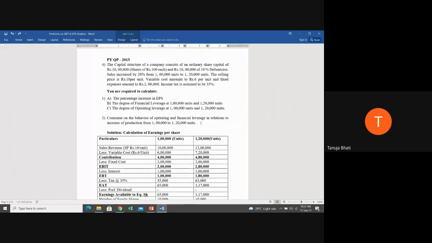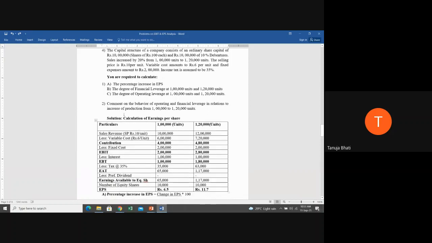So we know that when we solve leverages, we have to start with sales less variable cost, we get contribution, less fixed cost, we get EBIT. So we have to start with sales. Here what they are telling is you have to consider sales at 1 lakh as well as 1 lakh 20,000 units. So let us start calculating. So calculation of earnings per share: from sales, once you get EBIT you will easily get the earnings per share. For 1 lakh units we do first, and on the same lines we do for 1 lakh 20,000 units. So we first start with the sales revenue.